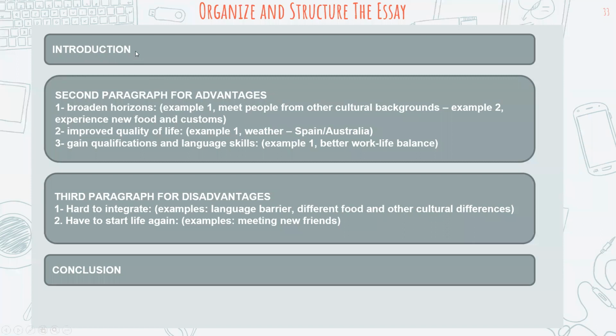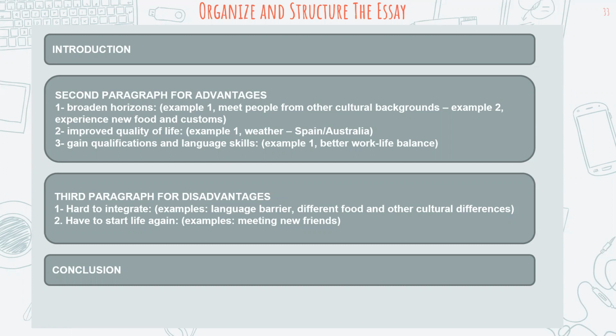Okay, now we have the introduction and we have the conclusion. You have to think about the advantages and disadvantages, because one paragraph is for the advantages and the other one is for the disadvantages. For the first paragraph, the advantages, you could talk about the benefits. For example, it broadens horizons, or horizons, I'm sorry.